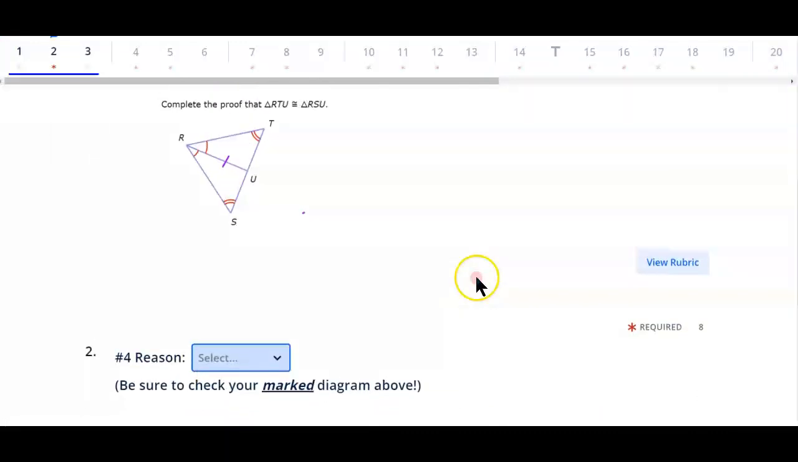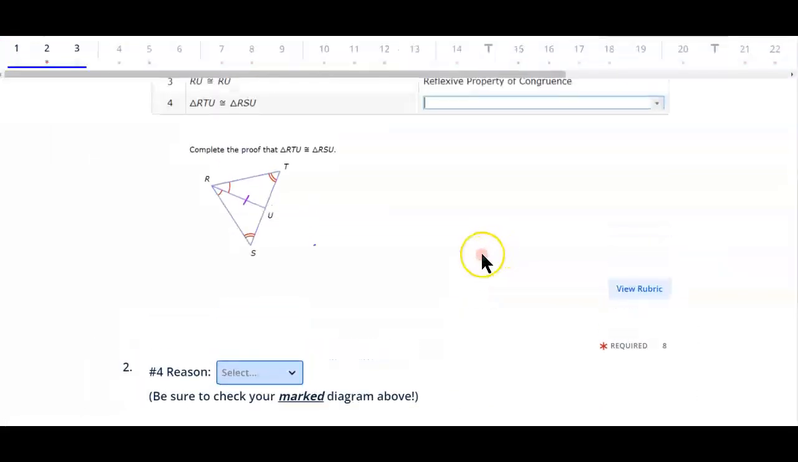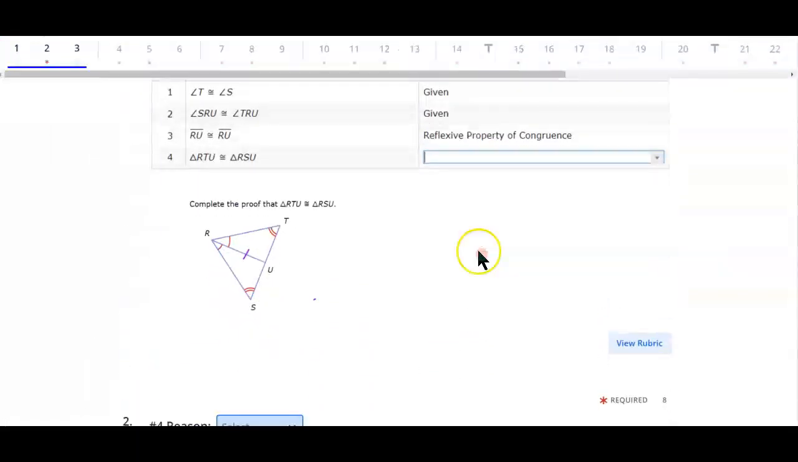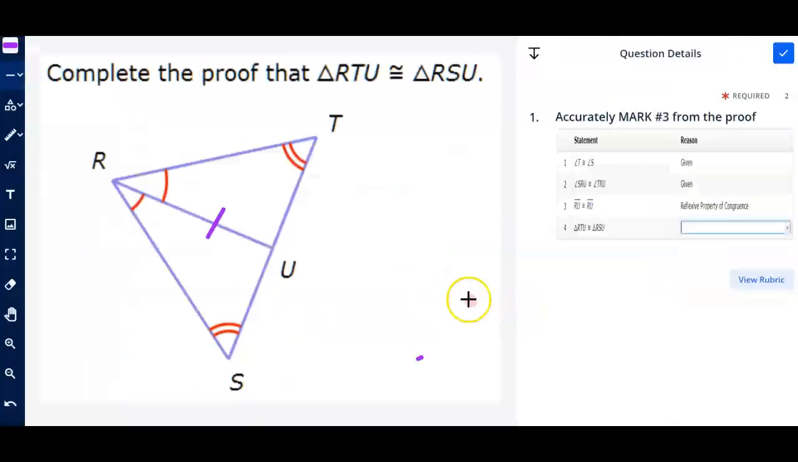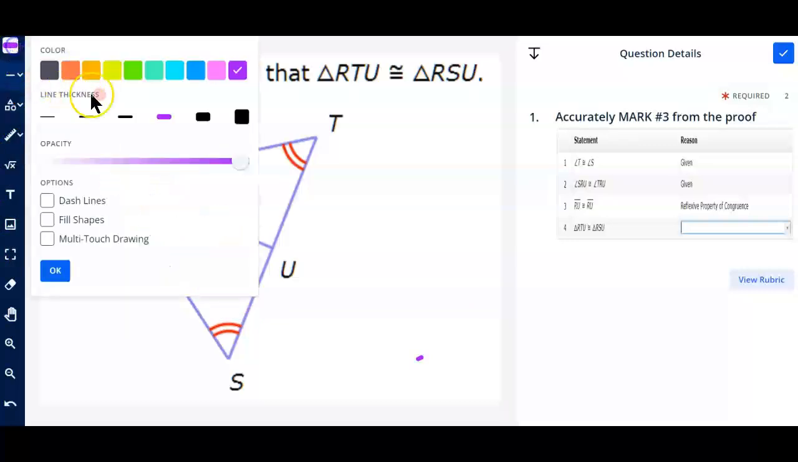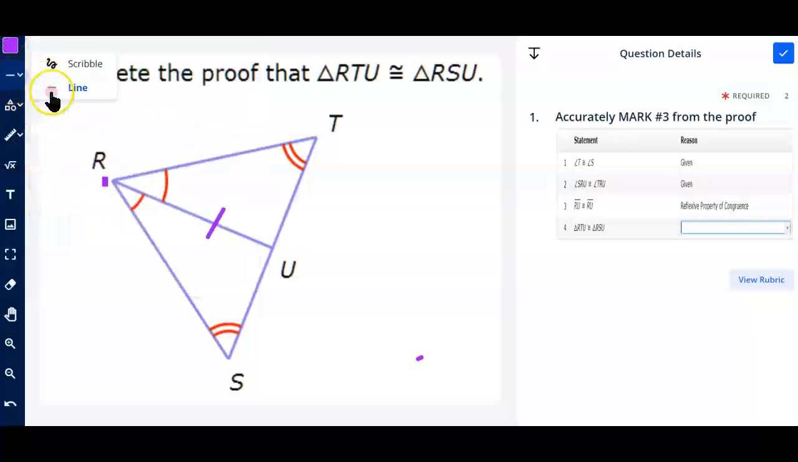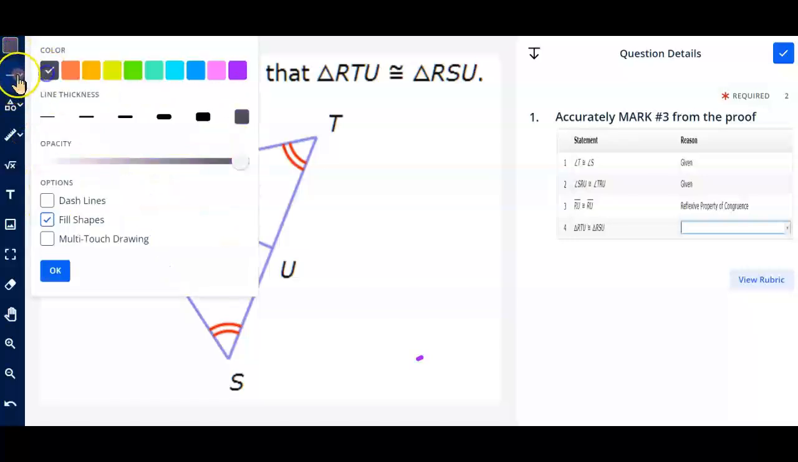Moving on to number 2, what is the reason for number 4? Looking at our triangle, and it can help, I don't want you guys to do this. Normally I would do this up on the board, but since we have our groups, that's not working. Watching from home, I'm just going to do this the best that I can. Fill shape. See what I can do.